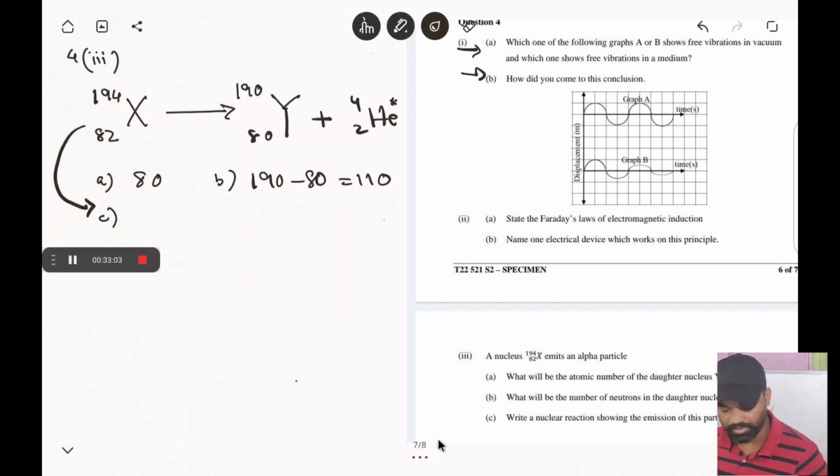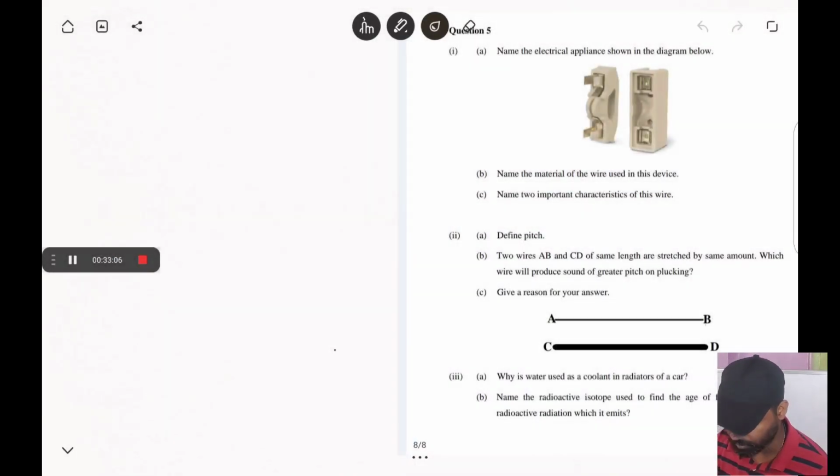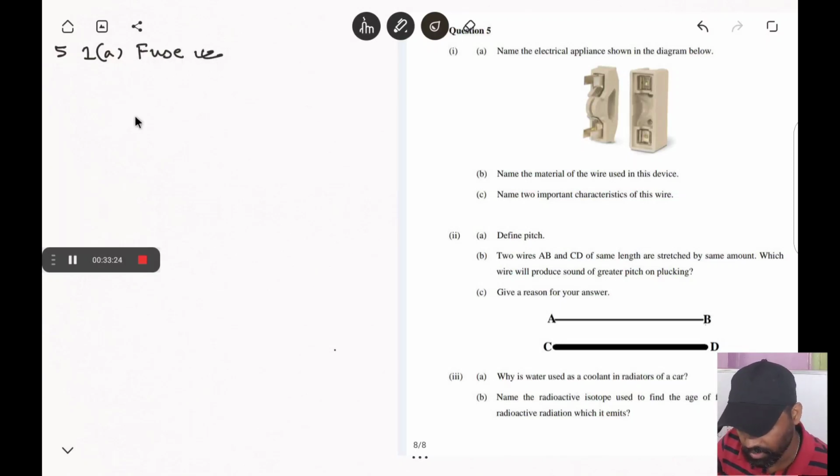Now let us look at the next one, which is number 5. This is the last question, okay? 5, 1A. Name the electrical appliance shown in the given diagram. That's a fuse. Very easy. This was 1 mark. That's a fuse. Done.